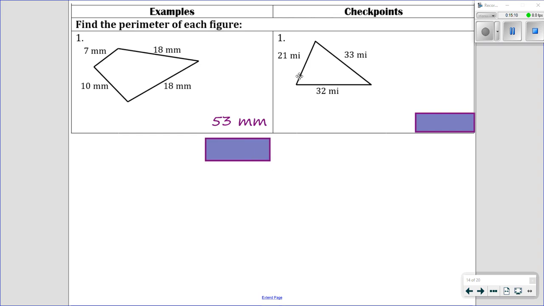Millimeters. Same thing with this one. You're adding up all the sides. You've got 33 and 32. That gives you 65, and then you add the 21. That will give you 86 miles.